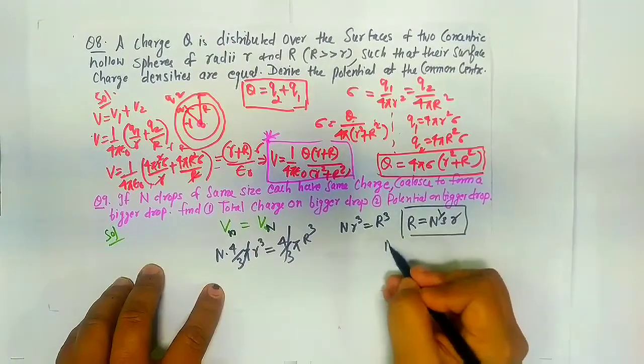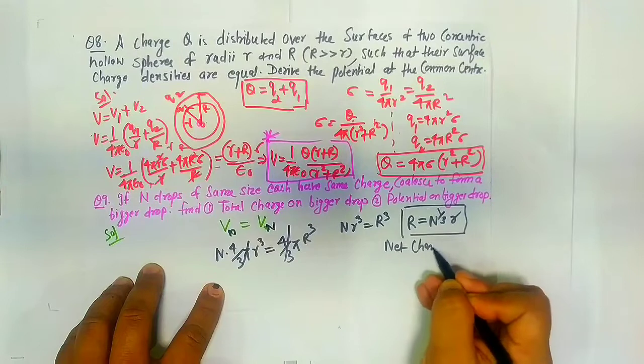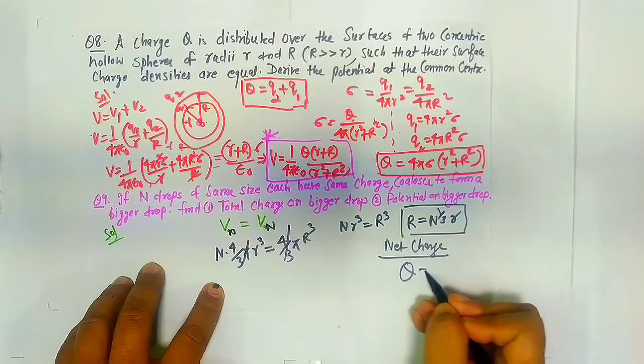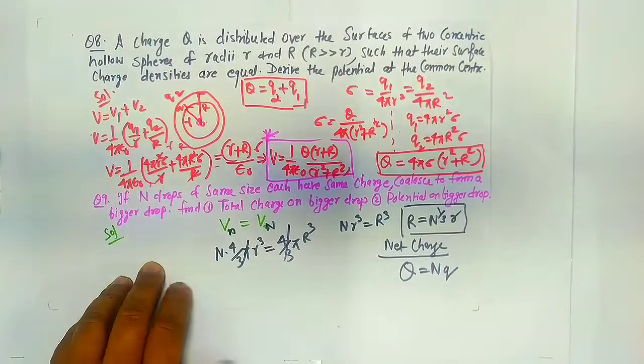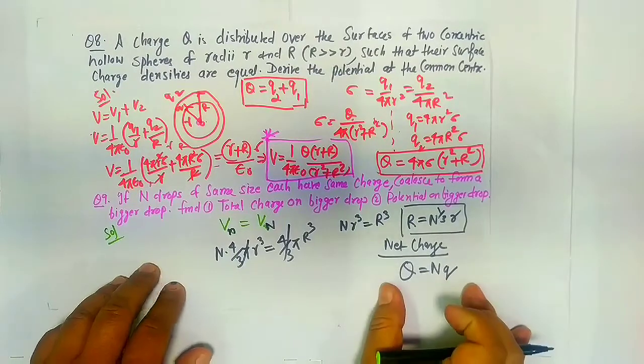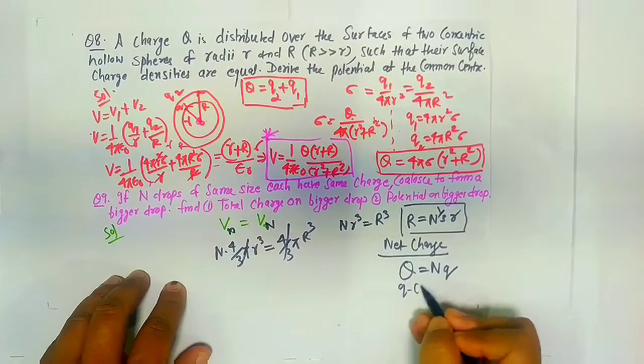What will be the net charge? Net charge is very simple. Net charge follows additivity. It will be nQ. The net charge will be the sum of the charges of the drops, where Q is the charge on a small drop.